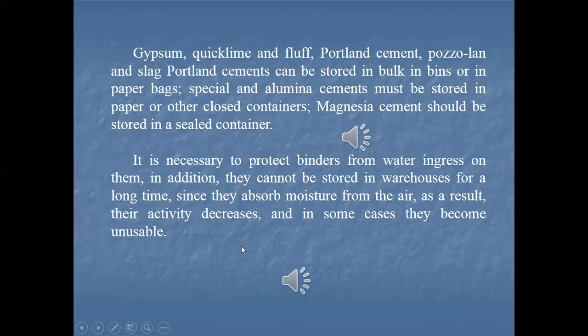It is necessary to protect binders from water ingress on them. In addition, they cannot be stored in warehouses for a long time, since they absorb moisture from the air. As a result, their activity decreases, and in some cases they become unusable.